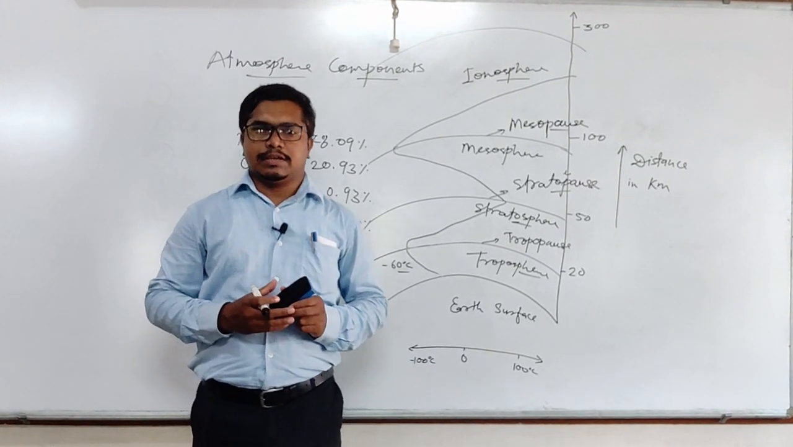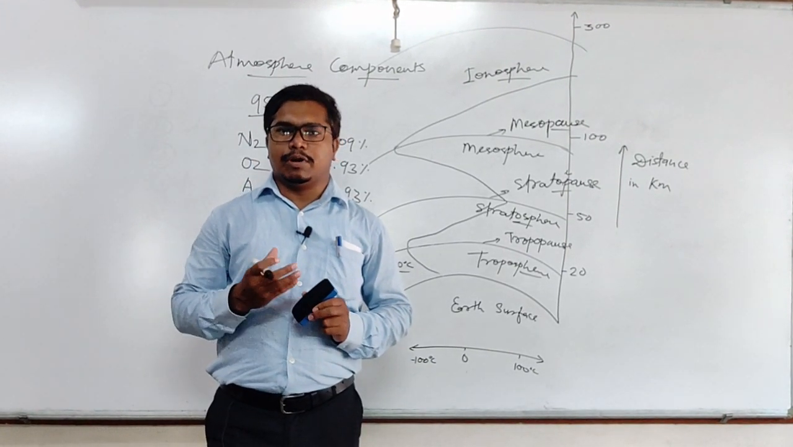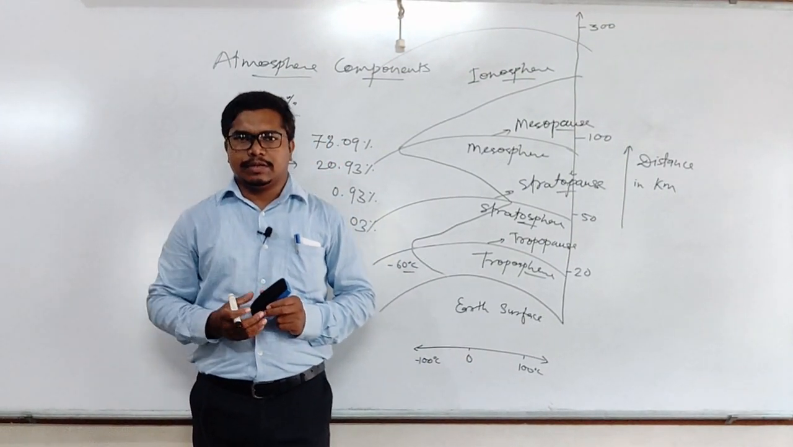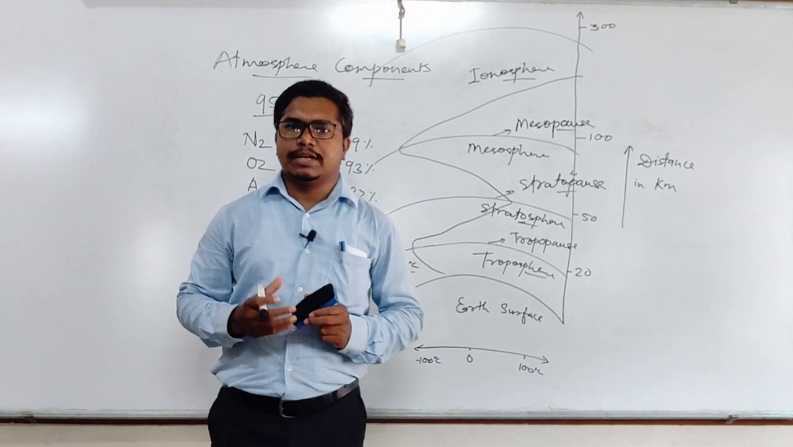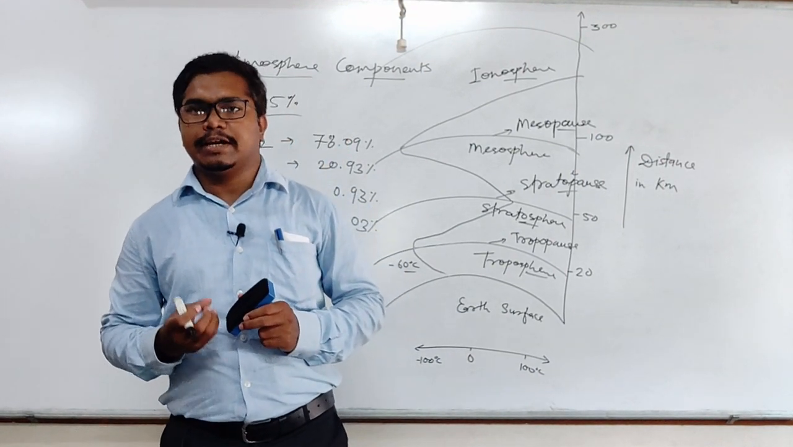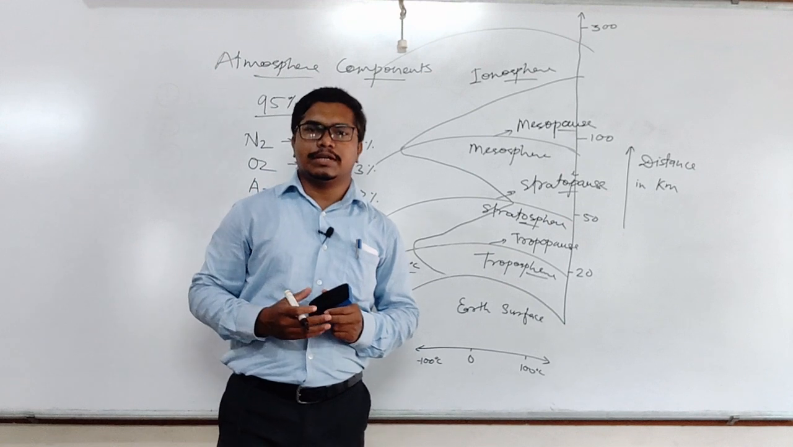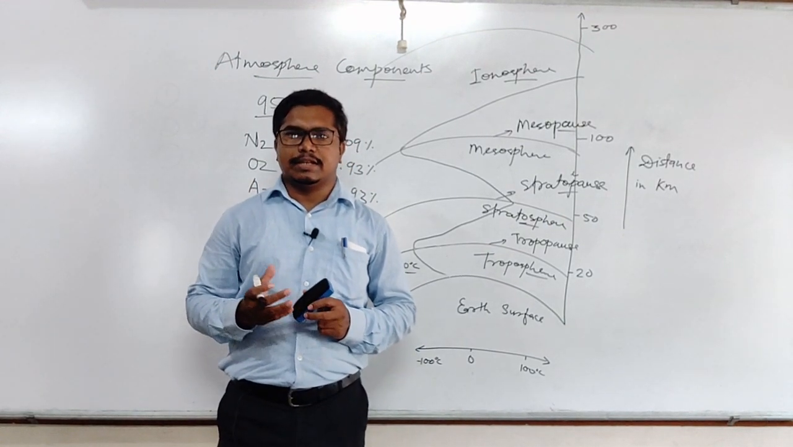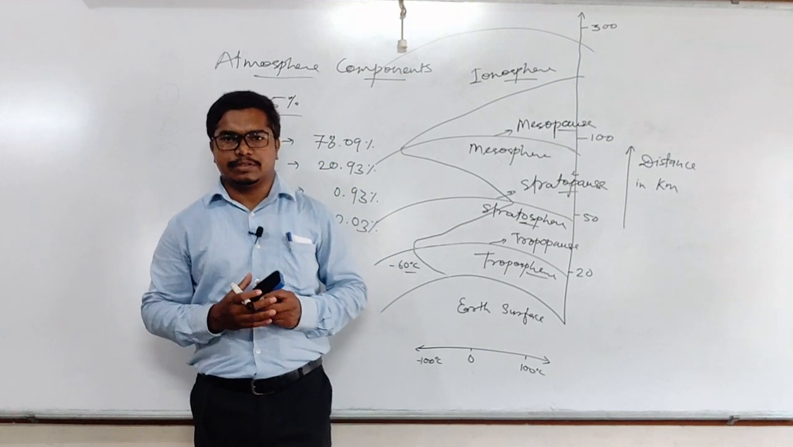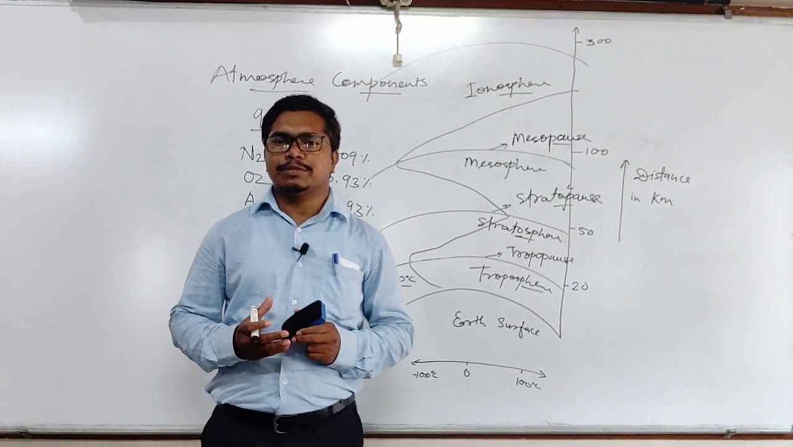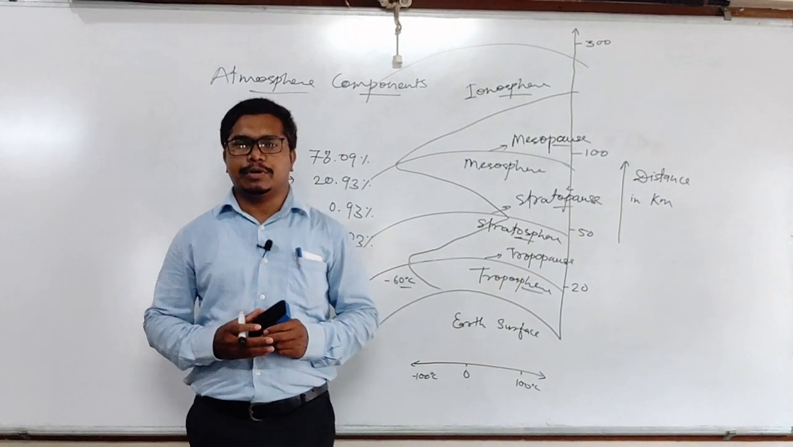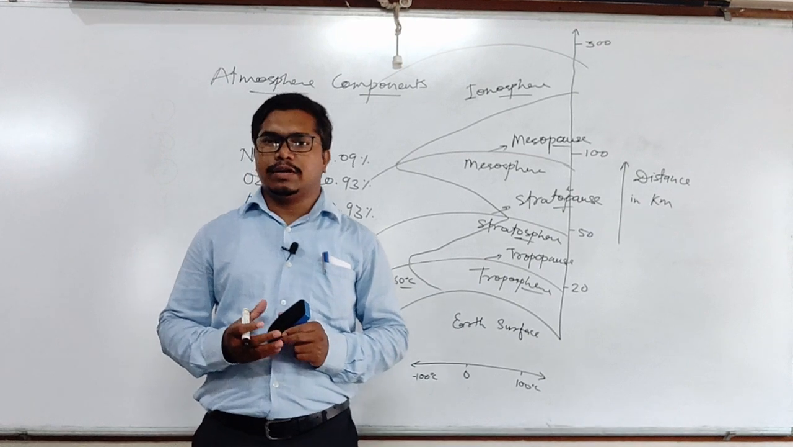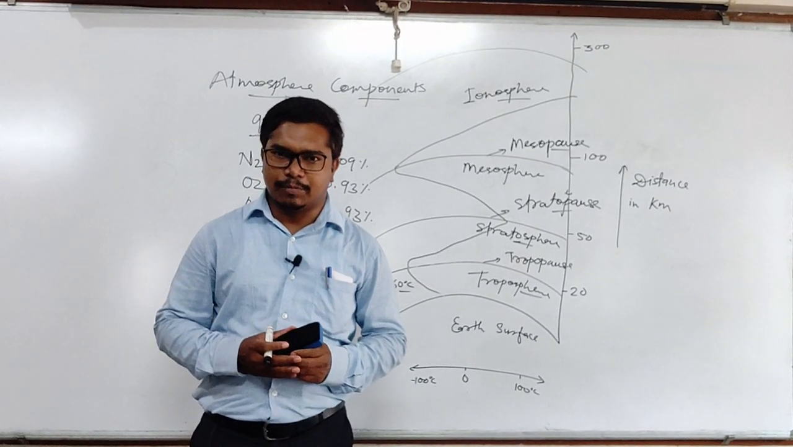Apart from the gases, the atmosphere also contains water in the form of water vapor, as well as dust, a number of microorganisms like viruses, bacteria, etc. It also contains pollen grains or pollen particles, as well as a number of fungal spores. That's why atmosphere contains not only abiotic components but also biotic components. So it is all about one of the ecological factors, that is atmosphere.